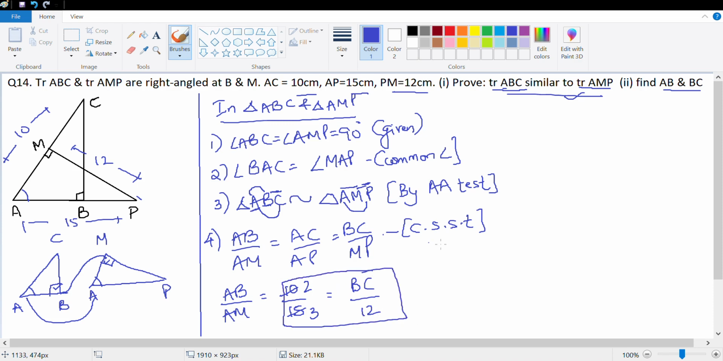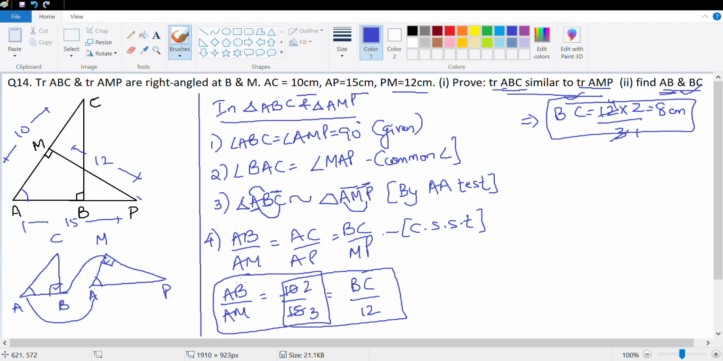I have an equation, which means let's just write this down. BC is equal to 12 into 2 upon 3, which is 24 upon 3. So this is 8 centimeter. This was simple. BC is equal to 8 centimeter. This part of the question is done. But we need to find AB. Now AB is in this formula.